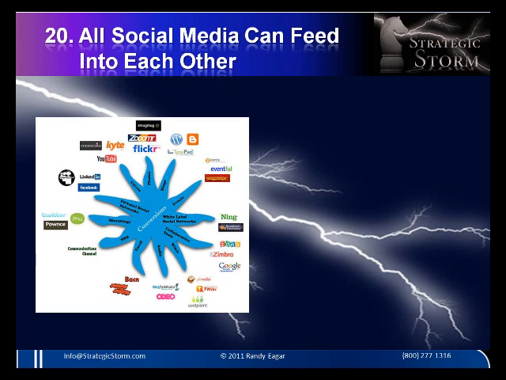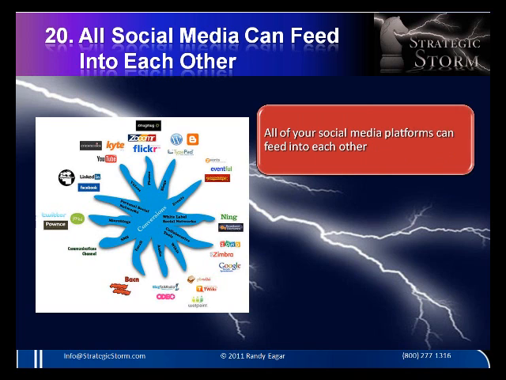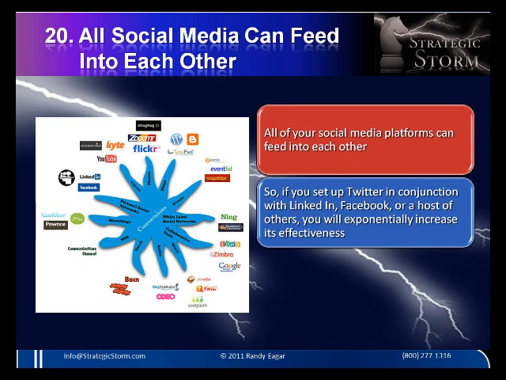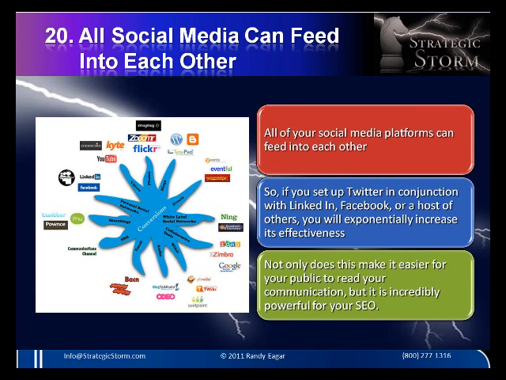And number 20, all social media can feed into each other. All of your social media platforms can feed into each other. So, if you set up Twitter in conjunction with, say, LinkedIn, Facebook, or a host of others, you'll exponentially increase its effectiveness. By hooking together all your social media, not only does this make it easier for your public to read your communication, but it's incredibly powerful for your SEO as well, in that your messages are spread across the internet. Let's take a look at what I'm talking about.